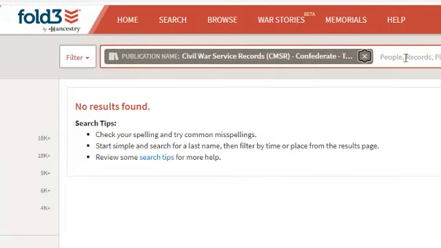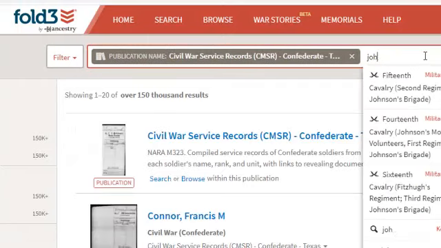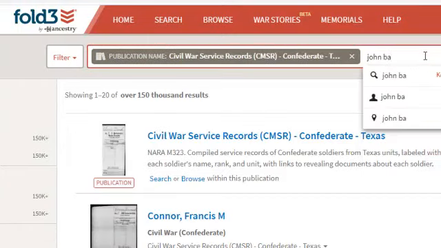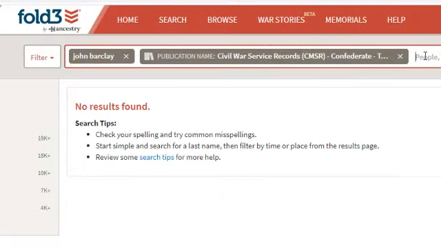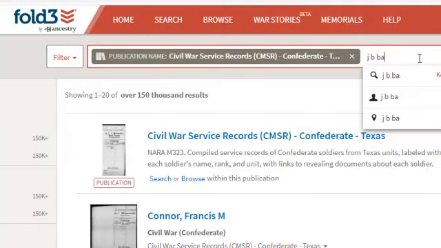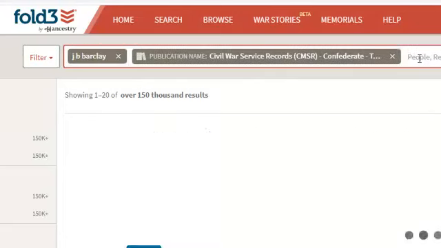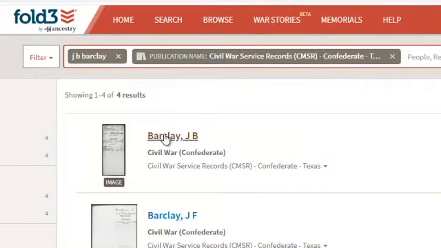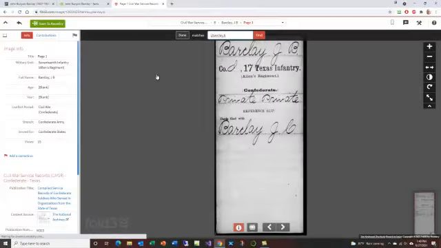Nothing there. Next, we'll go to John Barclay. Again, nothing there. And then last, as was the custom of the time, many men only used their initials. There he is, J.B. Barclay. And there it is. He says it's a private in Company I of the 17th Texas Infantry.